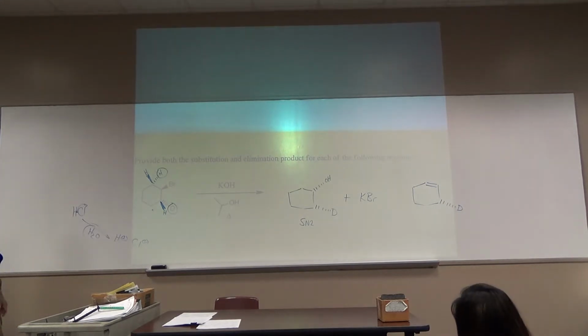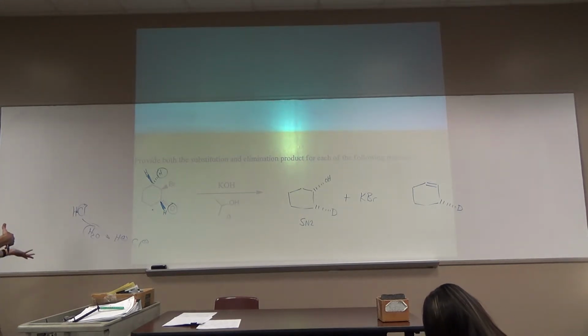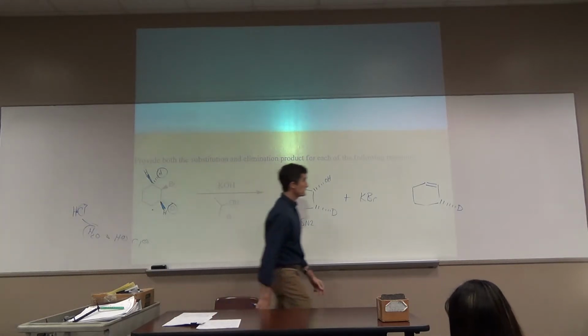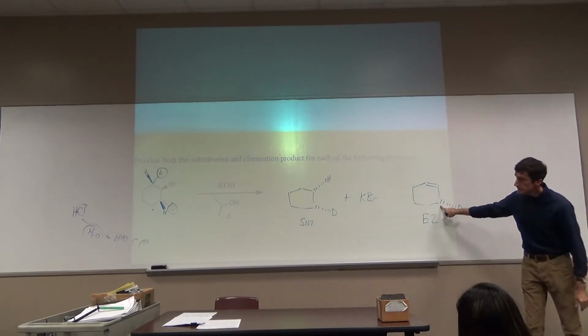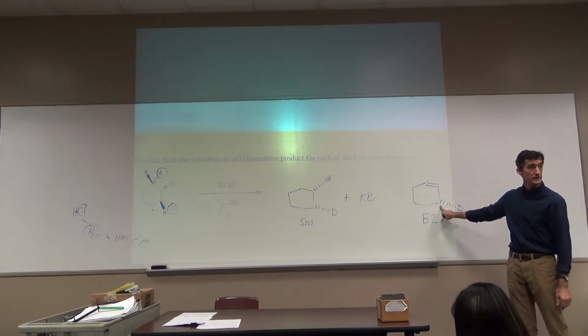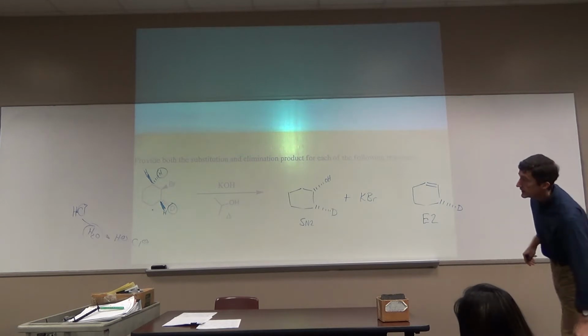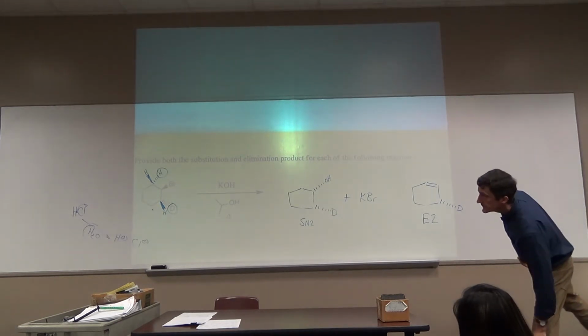Right? So we had a choice. Go with the one that's the weaker bond to break, right? Make sense? This would be the E2 product. No stereochemical change here, right? No chemistry done down here, so it's still dashed, is that right? The deuterium was dashed down there?